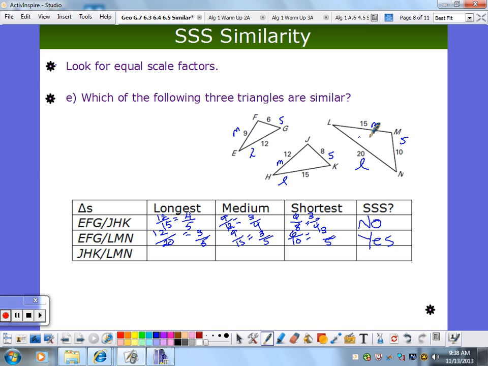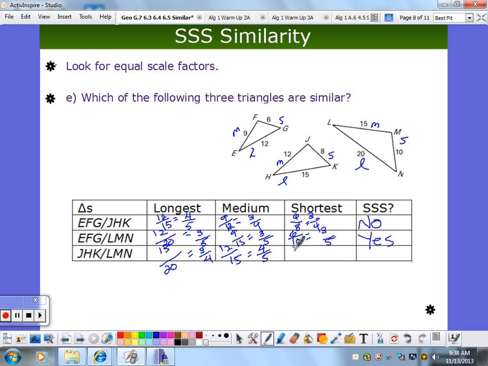Let's check out these two, the last two possibilities here. So my long side, JHK first. JHK, my long side is 15. L and N, long side, 20. 15 over 20, 3 over 4. Okay, and then I look at the mediums, 12 over 15, so I go to 4 over 5 already, not looking so good.